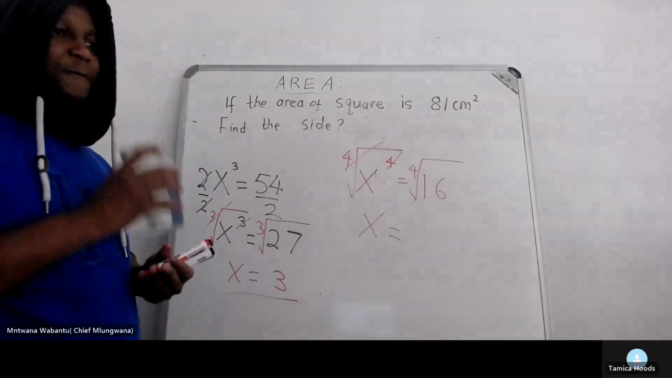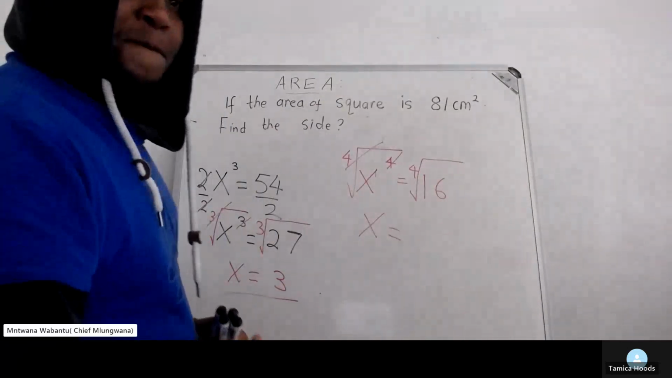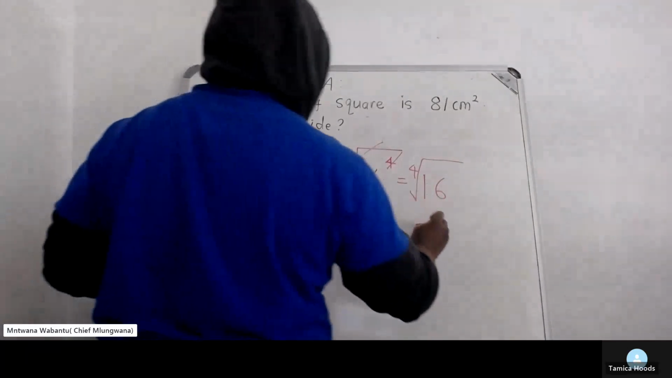That's 2. Which number is that? 2. Very good. So the number is equal to 2.